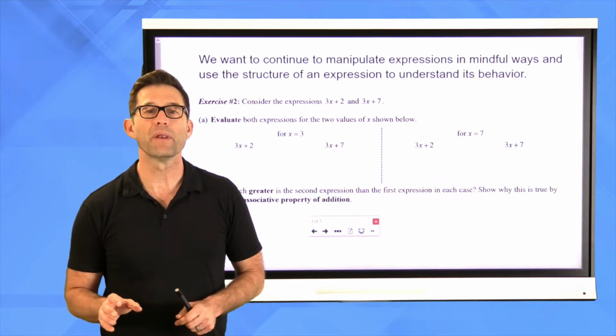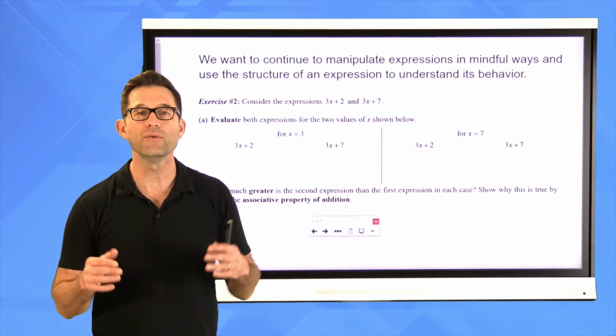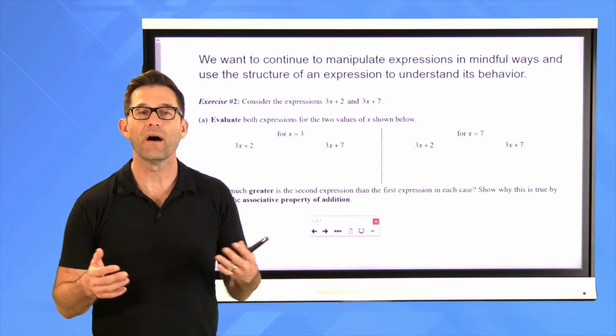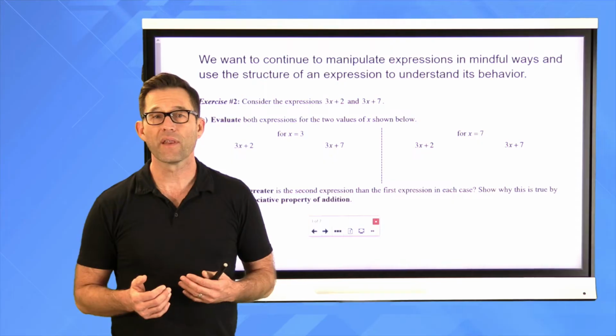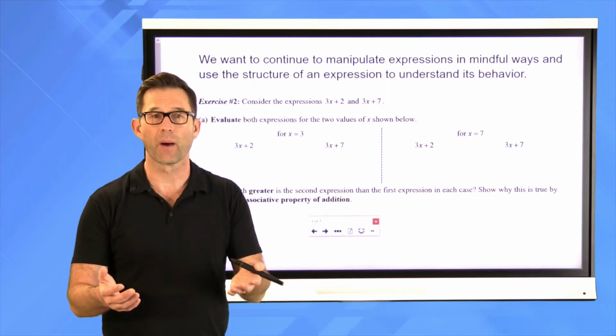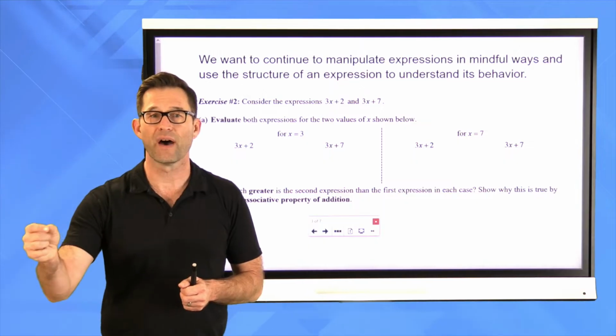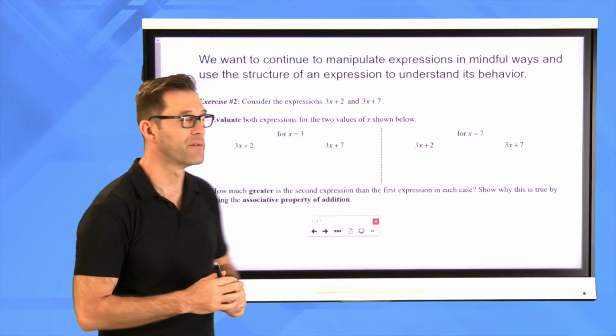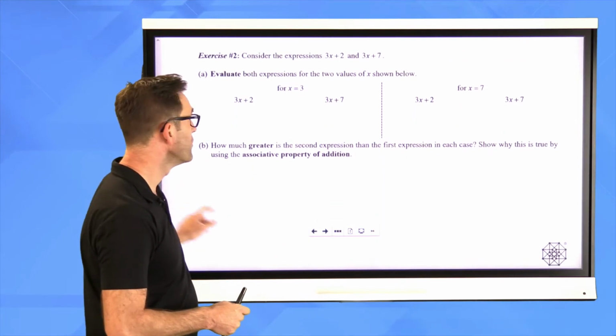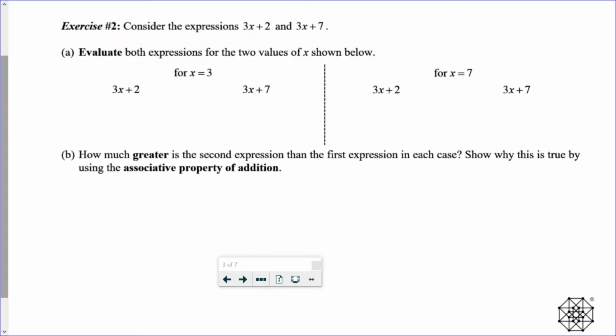We want to continue to manipulate expressions in mindful ways and use the structure of an expression to understand its behavior. All right? In the last case, we used the distributive property to understand why one expression was always going to be 3 times the value of another. Let's get another property involved in exercise number 2. Consider the expressions 3x plus 2 and 3x plus 7. Letter A. Evaluate both expressions for the two values of x shown below.